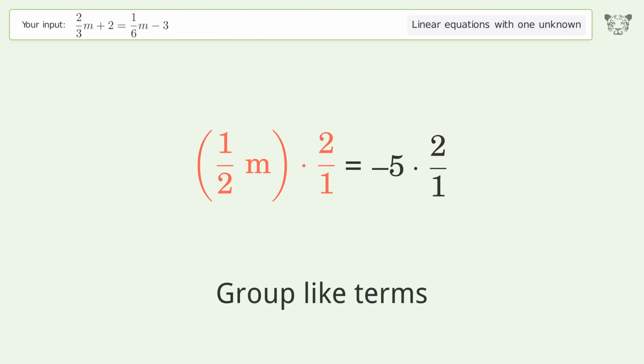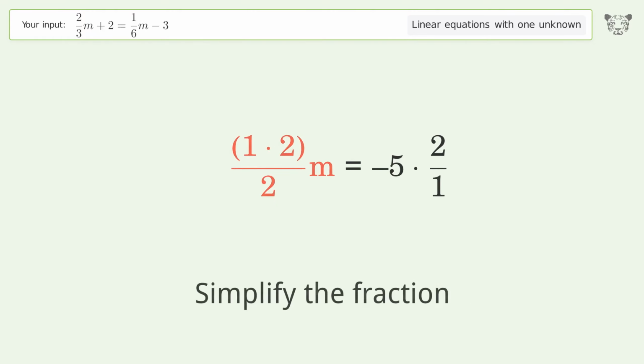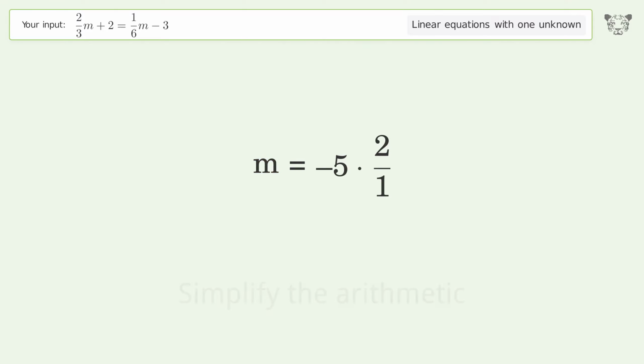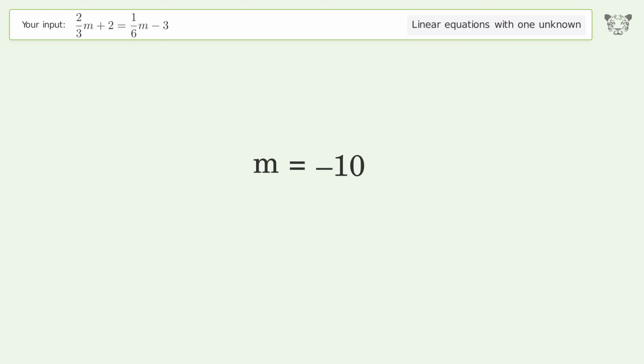Group like terms. Multiply the coefficients. Simplify the fraction. Simplify the arithmetic. And so the final result is m equals -10.